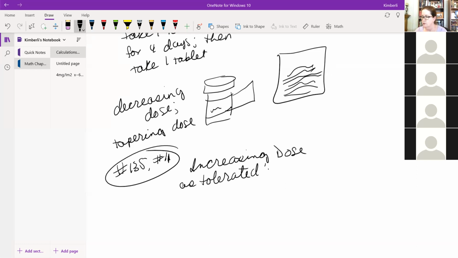So one of the things you'll see sometimes is as tolerated, which means that if they don't have bad side effects, then they can keep taking it. Some drugs cause upset stomach, some drugs cause sleepiness. So a lot of the as tolerated depends on how much the patient can handle of the side effect.